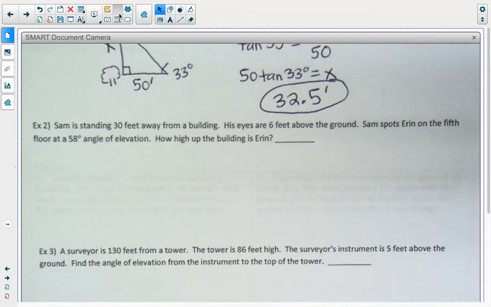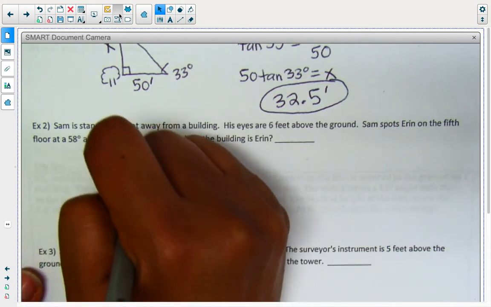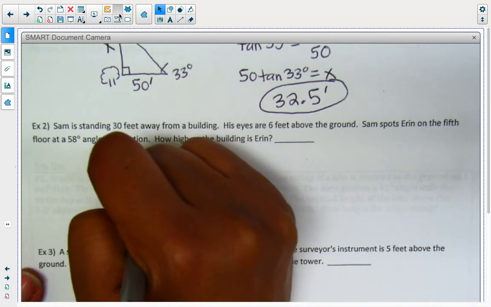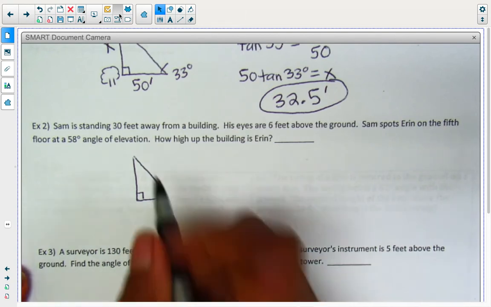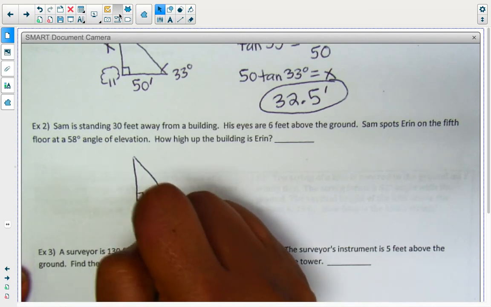Okay. Sam is standing 30 feet away from a building. His eyes are 6 feet above the ground. Sam spots Aaron on the 5th floor at a 58-degree angle of elevation. How high up the building is Aaron? So again, let's draw a picture. Sam is standing 30 feet away from the building. That's going to be your base. We're 30 feet away, so we're going to label this 30.